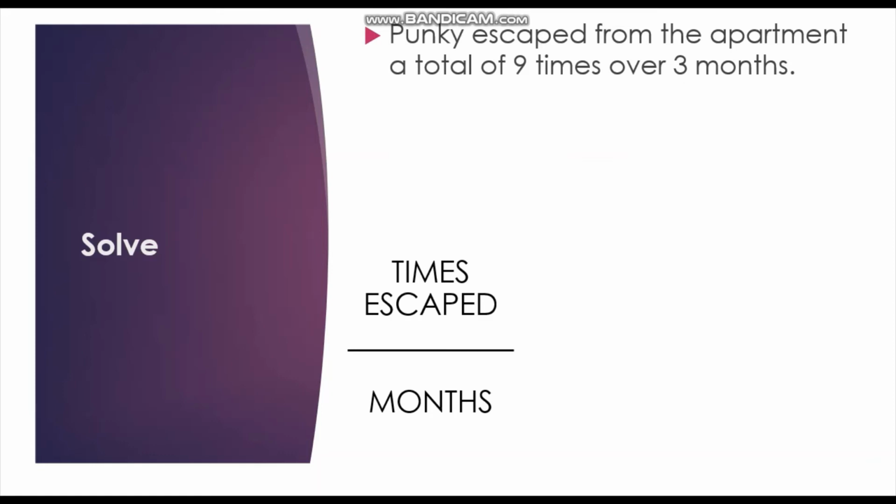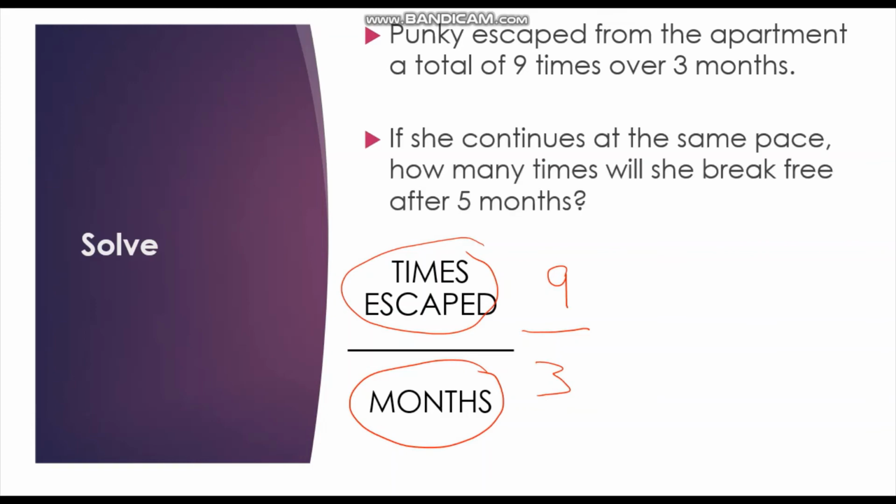So now that we've organized our thoughts, it's time to put this into practice. So we know that the number of times that Punky escaped was 9, and the period of time in which she escaped was over 3 months. If we need to apply that information, knowing that at the same pace, how many times will she break free after 5 months? So we're looking for how many times she escaped over the amount of months. Here's where we'll do our cross multiplying.